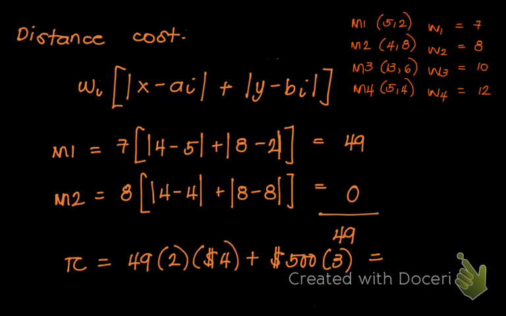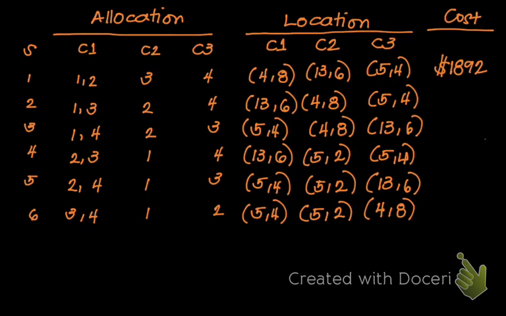So, solving that in our calculator, that will give you 1,892. That's 1,892. So, that's the cost of the first combination. Alright, so ito yung cost for the first combination. Now, let's go for the second combination of the given allocation.